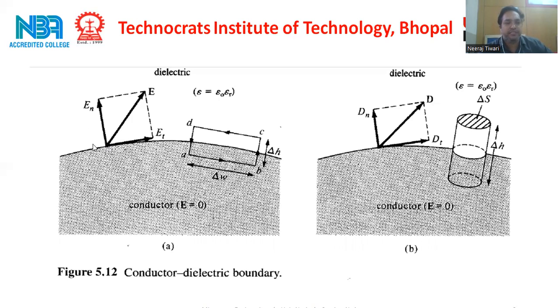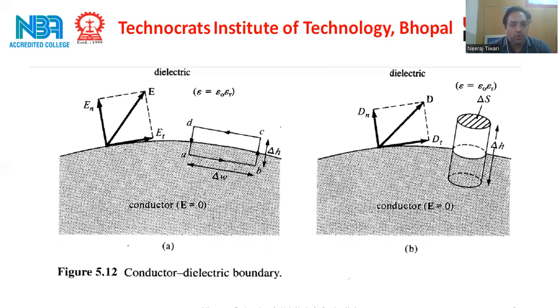Here you can see a boundary, a thin line. Across the boundary, this is medium 1, and the downside is medium 2. In medium 1 we assume a dielectric medium, and in medium 2 we assume a conducting material, a perfect conductor. For a perfect conductor, E equals 0 inside the conductor. We have to keep in mind that E equals 0 inside the perfect conductor.